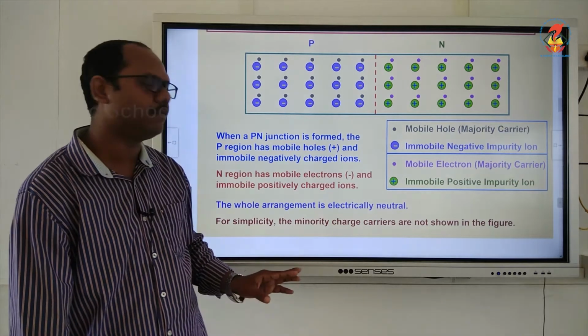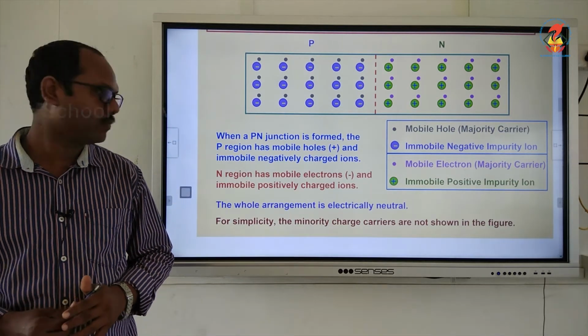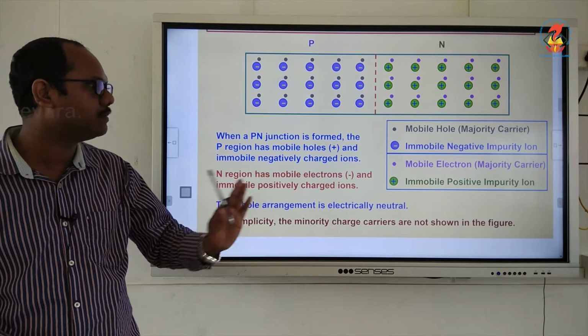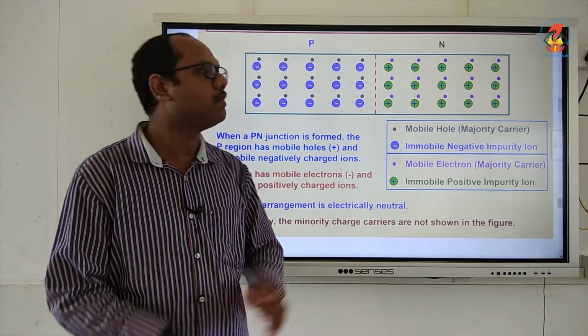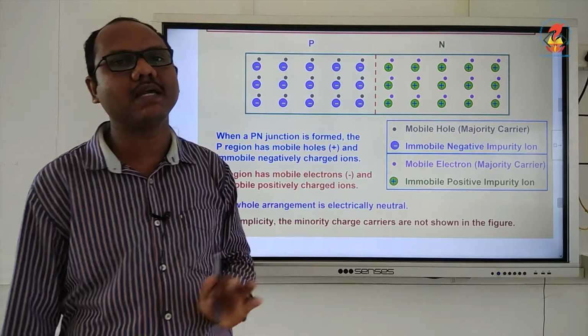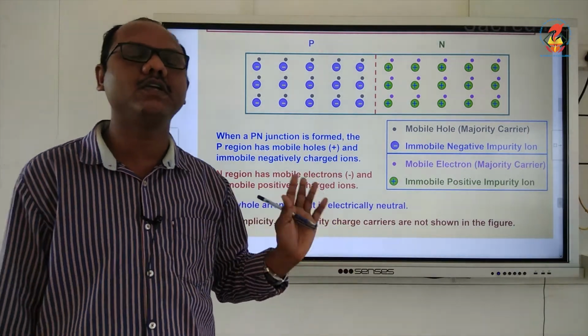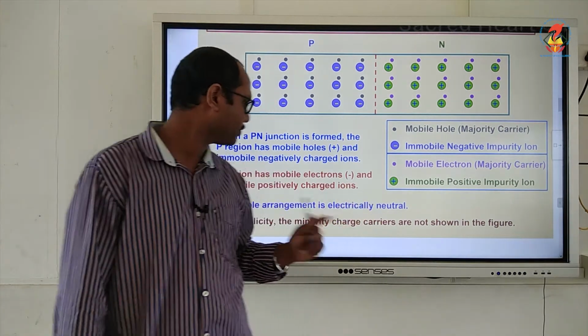So, at the junction what will happen? Before saying that, I am just telling you that the whole arrangement is electrically neutral. That means the total charge of the semiconductor is always 0. The number of positive charges is always equal to the number of negative charges.